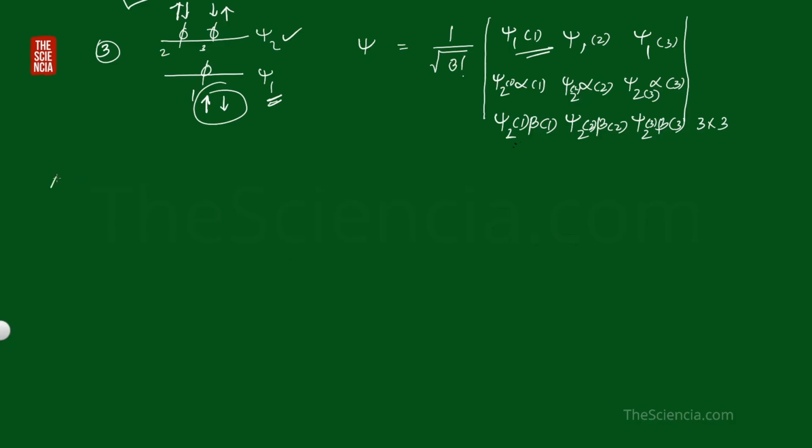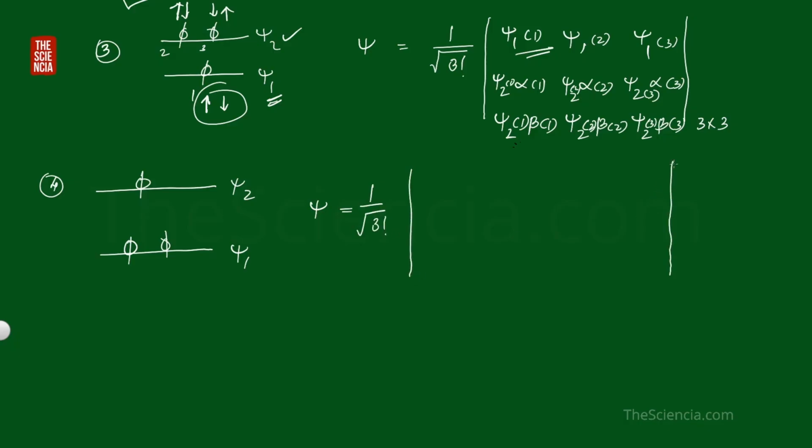Now the fourth example. Here there are 2 states, psi 1 and psi 2, and now in the ground state or psi 1 state, 2 particles are there, and in the psi 2 state, only 1 particle. So how can we write this Slater determinant? That is equal to, there are 3 particles, so the normalization constant will be root 3 factorial, and the determinant will be a 3 by 3 determinant, right? So first is psi 2. In the psi 2 state, there is 1 particle, and this particle can have upspin or downspin.